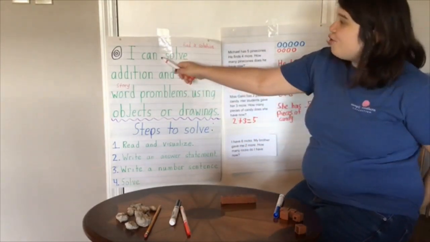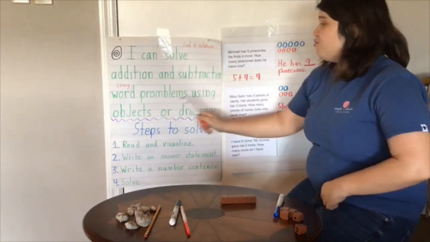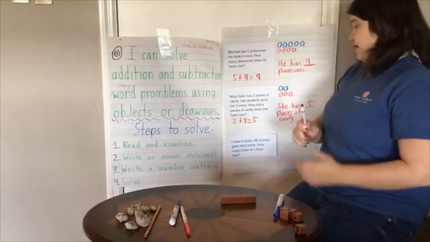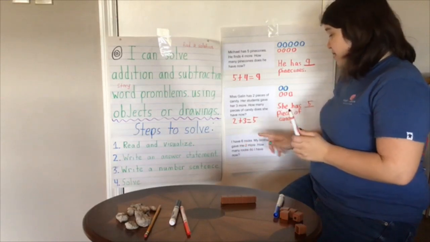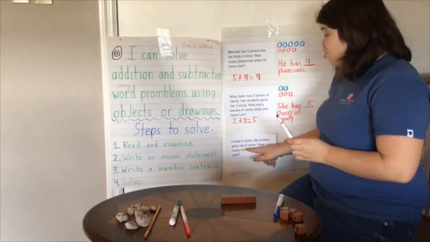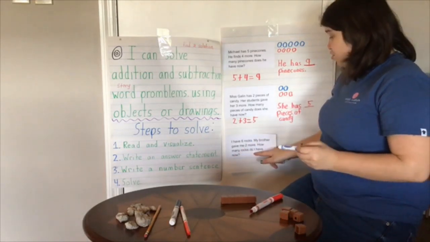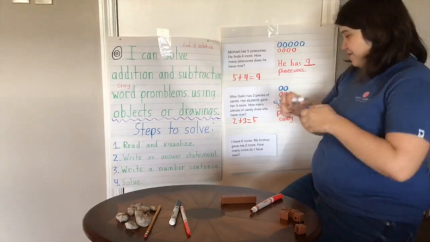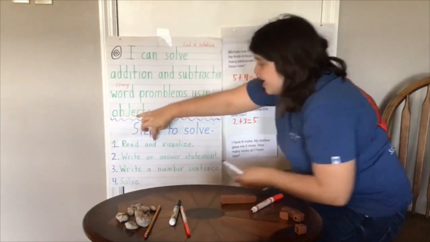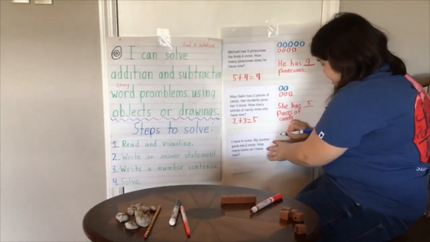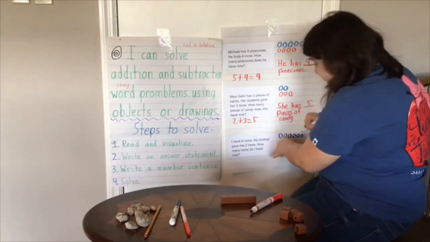Okay, last addition problem, and then we're going to move on to subtraction. Remember, our learning target is that I can solve addition word problems using objects or drawings. Okay, I have 6 rocks. My brother gave me 2 more. How many rocks do I have now? So remember we're back at the top now. Read and visualize. So I have 6 rocks. 1, 2, 3, 4, 5, 6.